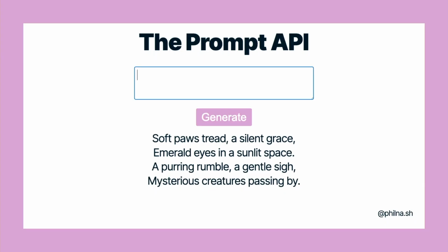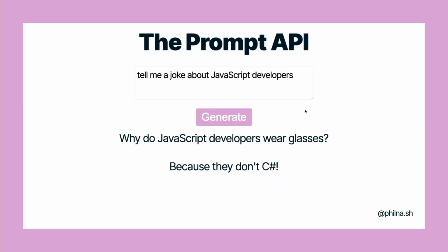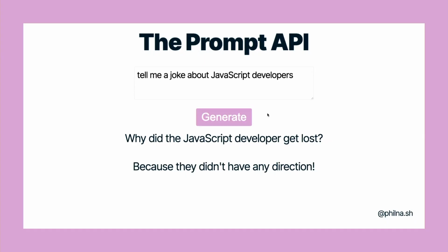But I can make it do anything, right? If I say, tell me a joke about JavaScript developers, we'll see what it says. Why do JavaScript developers wear glasses? Because they don't see sharp. Yes. That's the only punchline it's actually good at. And that's because that's an existing joke that it's managed to come up with. If you try again, it says, why did the JavaScript developer get lost? Because they didn't have any direction. I know. Nobody said that language models were funny.